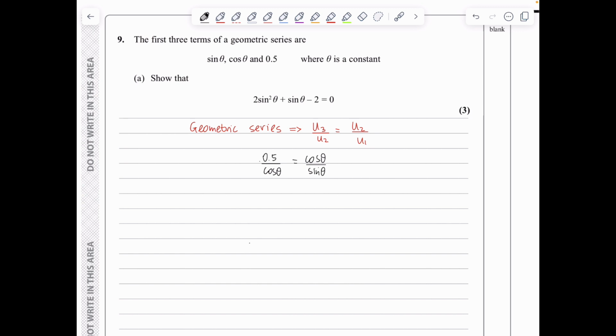I will cross multiply to get 0.5 sine theta is equal to cos square theta. I can multiply throughout by 2 to get sine theta is equal to 2 cos square theta. And then I'm going to use the identity that says that the sine square plus cos squared is 1, which means that cos squared can be written as 1 minus sine square theta, leading to sine theta is 2 minus 2 sine square theta. And I will collect everything on the left hand side to get 2 sine squared theta plus sine theta minus 2 is equal to 0 as required.